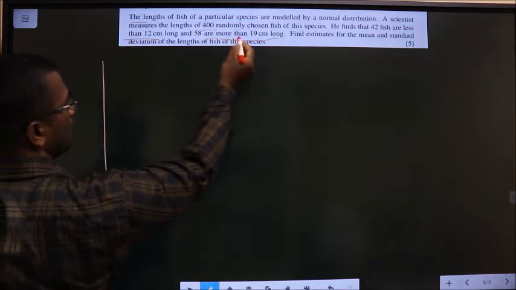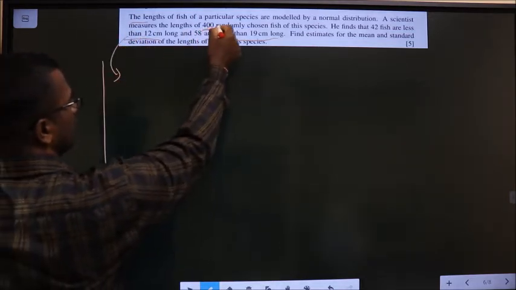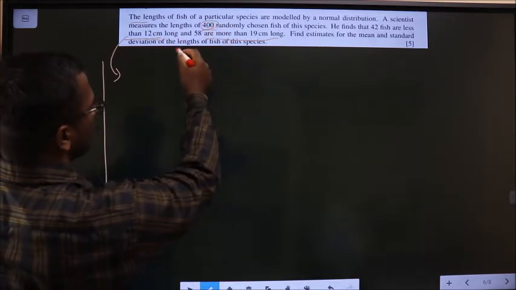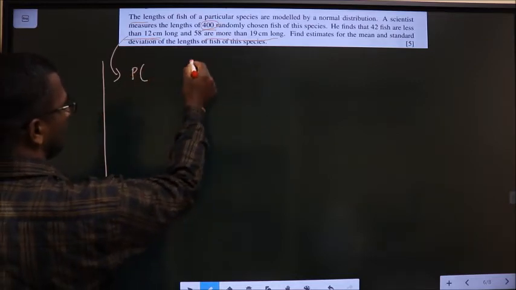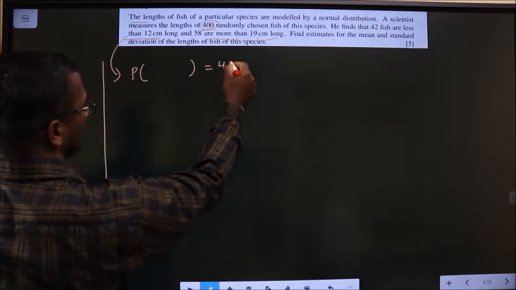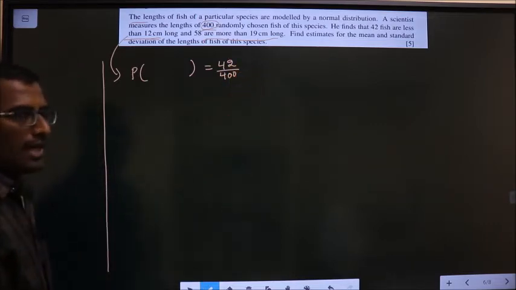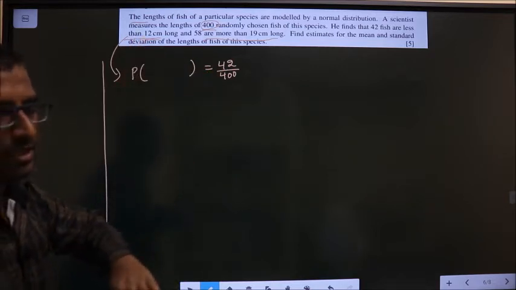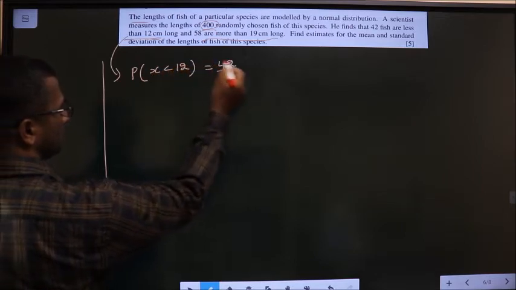Now, how do I convert these statements? See, my total is 400 and less than 12 centimeter long is 42. So the probability will be 42 by the total. And what condition will I get here? Less than 12, so x less than 12.